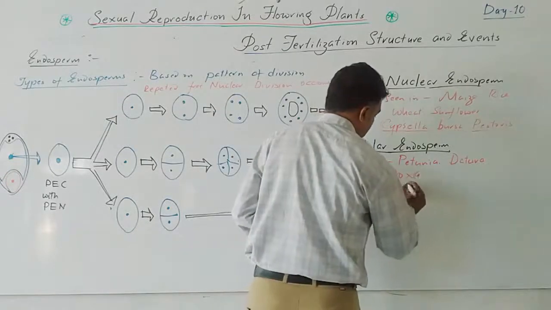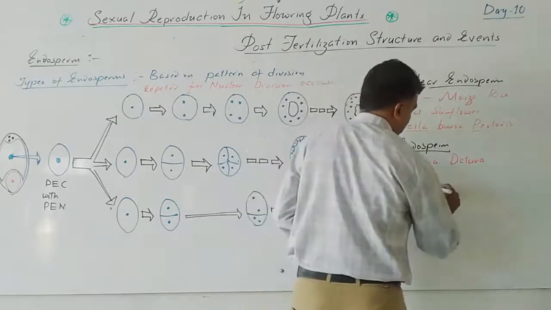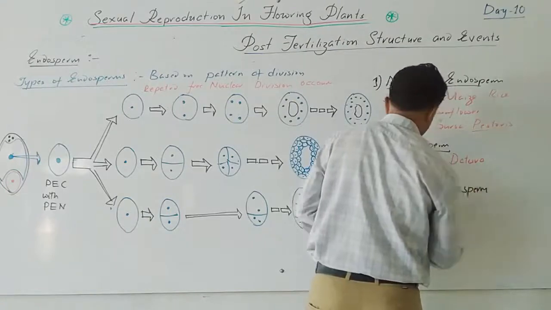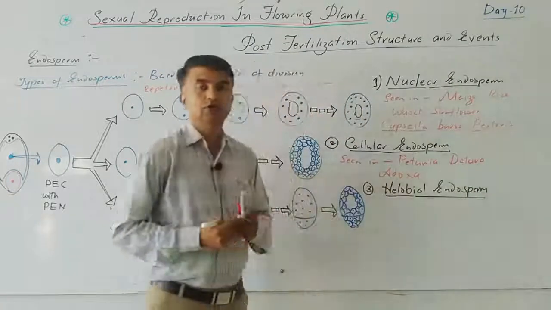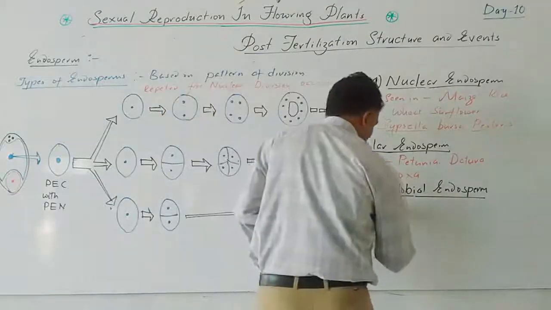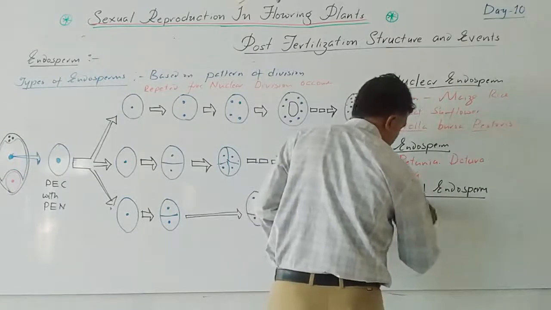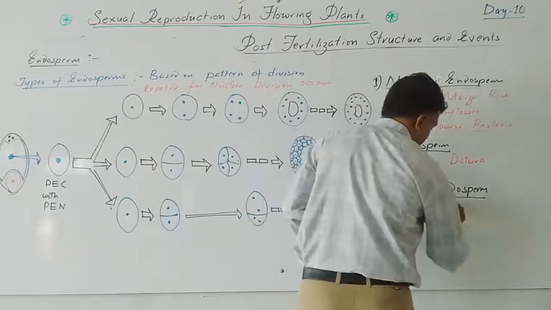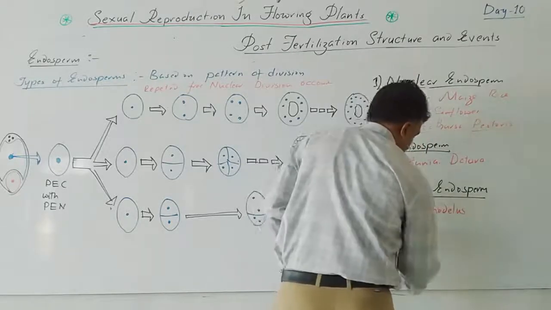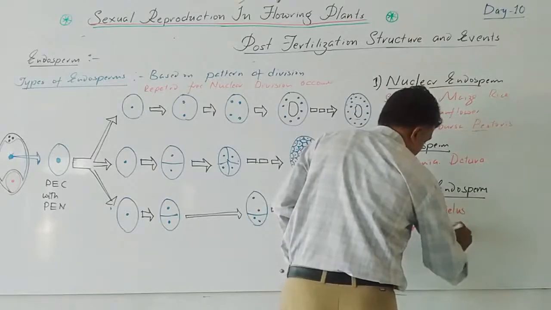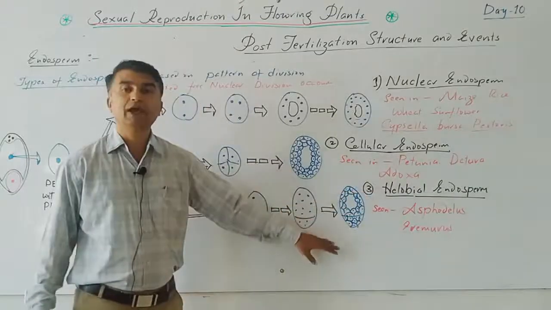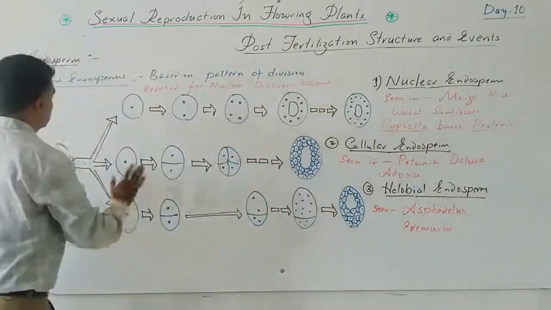This third type of endosperm is called helobial endosperm. So: nuclear endosperm, cellular endosperm, helobial endosperm. Helobial endosperm is seen in Asphodelus and Eremurus. In these two species helobial endosperm occurs. So these are the types of endosperm.